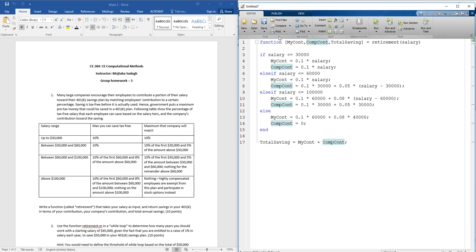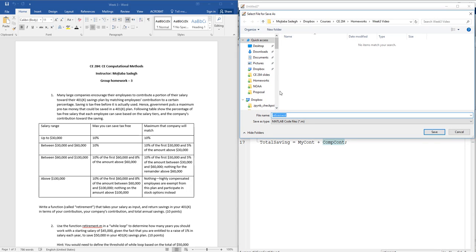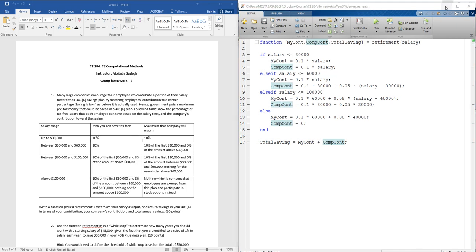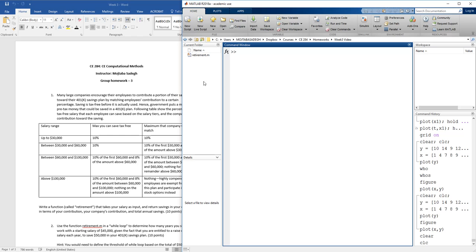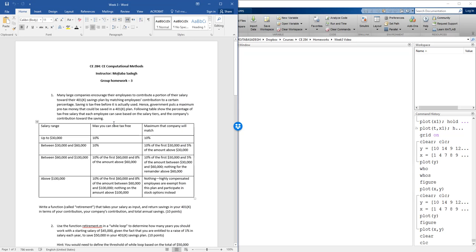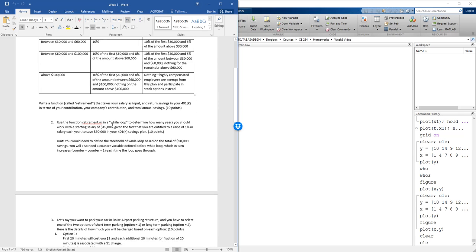The function is done now. I would save this, and I will not change these names. Remember, this name should remain unchanged. It's gonna go into this folder, Week 3 video, which is where I want it to be. But just want to make sure that when you want to evaluate this function, you make sure that this function is already within your current folder. That's the most important part. So question 1 is done.